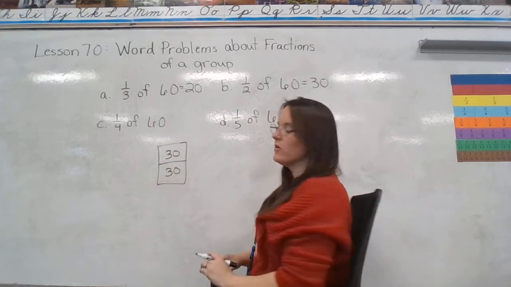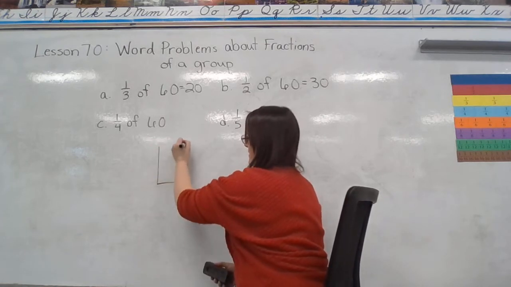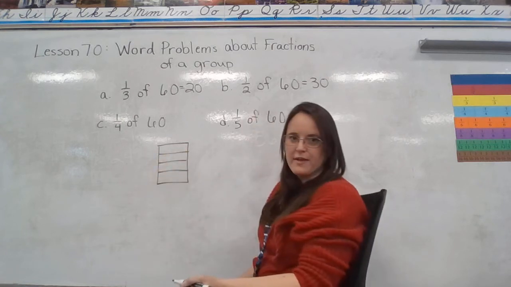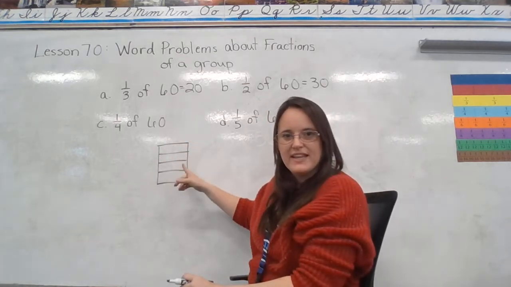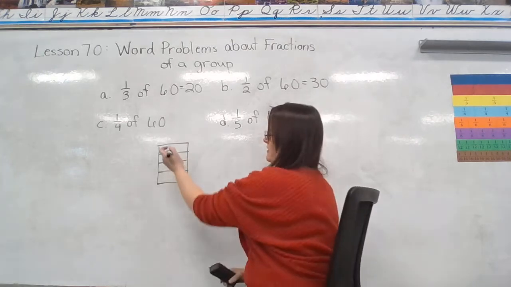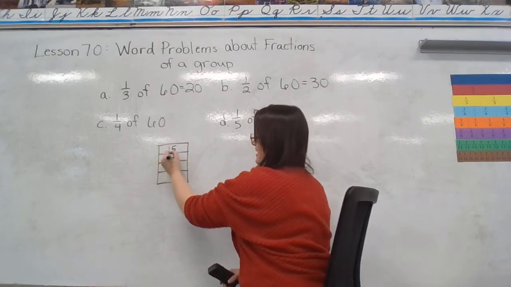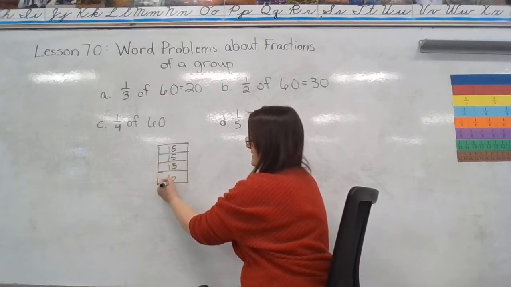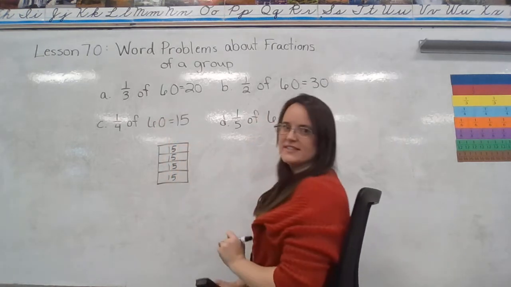Now I'm doing 1/4 of 60. So here's my diagram, and I have to put equal amounts. Well, half was 30, and if I notice my fourths, I've just taken both of those and split them in half again. So these two are going to add up to 30. That means I need 15 in each side. These two are going to add up to 30, so I need 15 in each section, and 1/4 of 60 is 15.